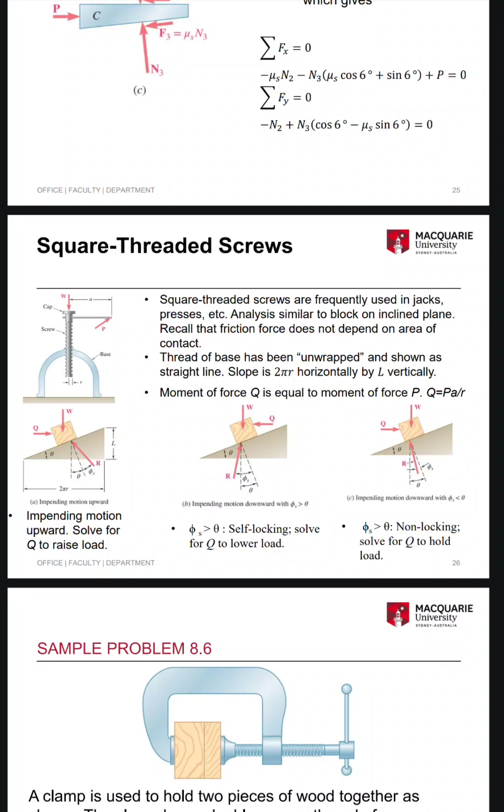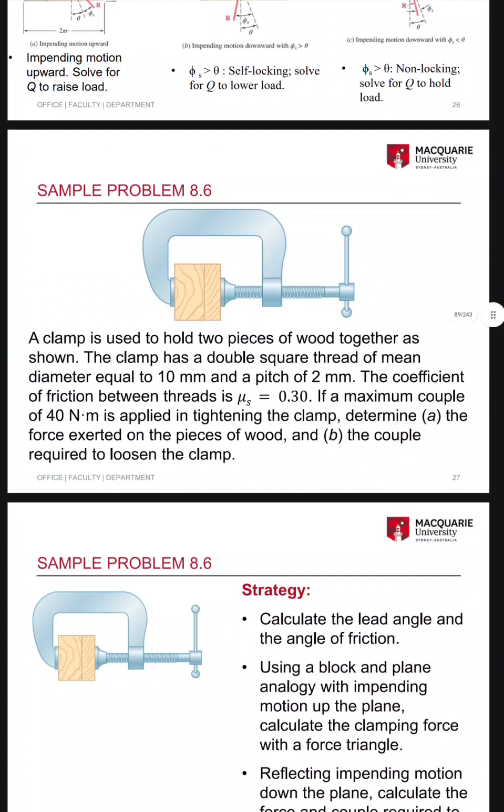Impending motion upwards, solve for Q to raise load. If phi is greater than theta, the screw is self-locking, solve for Q to lower load. If phi is less than theta, the screw is not self-locking, solve for Q to hold load.